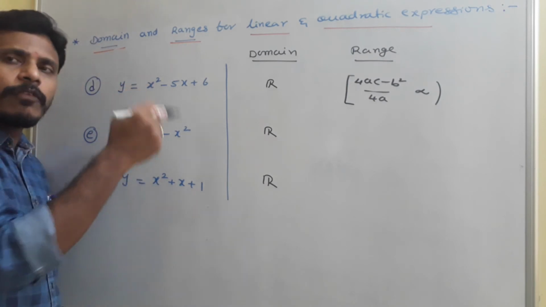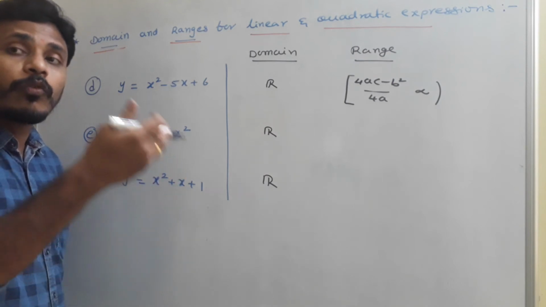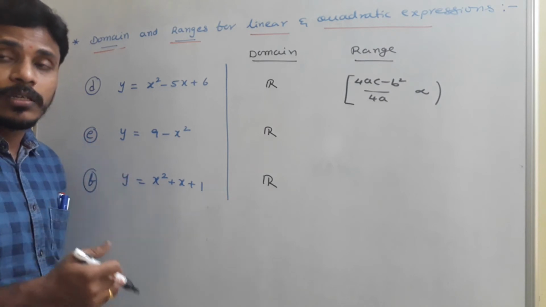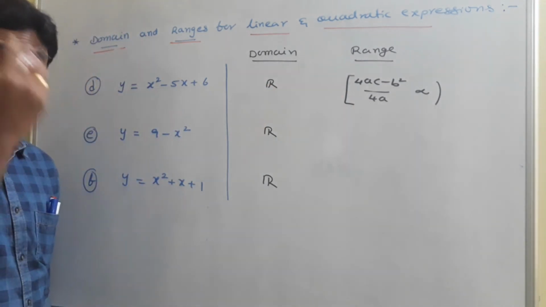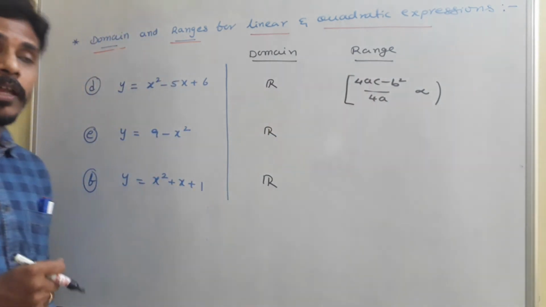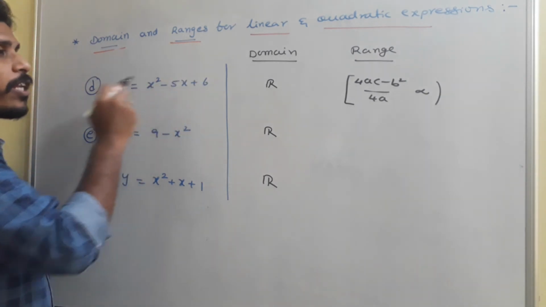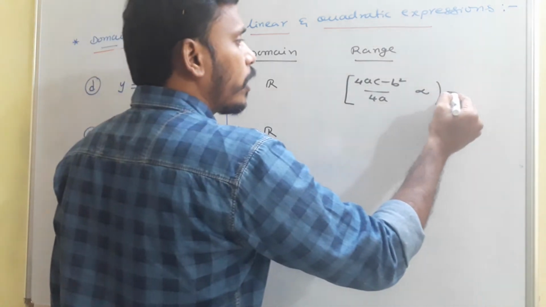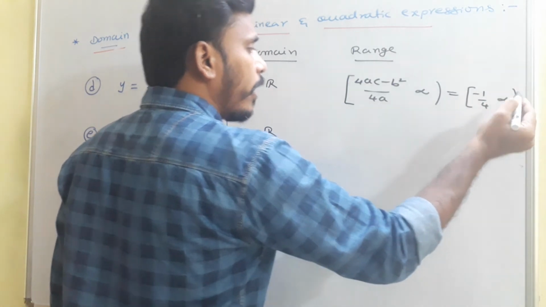This is the rule for this type of quadratic expressions to mention the range. Take different values in the place of x and you will get different answers. But when you observe all those answers, the minimum value is this (4ac minus b square) by 4a and the maxima is up to infinity. So what is the calculation? 4 into 1 into 6 is 24, minus 25, so minus 1 in the numerator, by 4. So the range of this expression is the closed interval minus 1 by 4 to infinity.